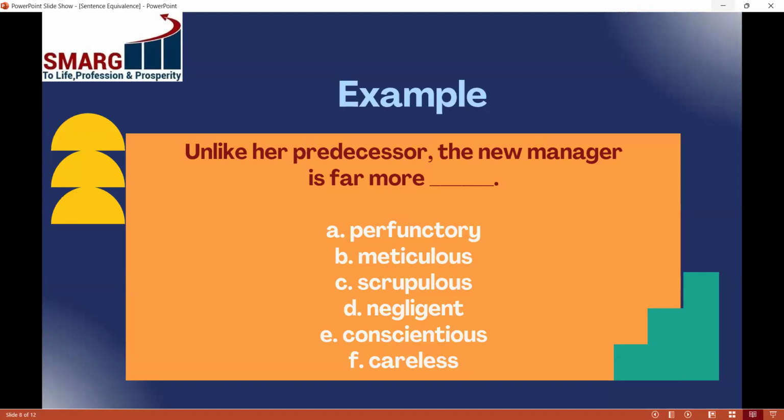Ma'am, somebody said it's some sort of comparison, her predecessor is reckless, maybe. Just a second. Let Prachi finish, then you can say. Yes, Prachi. Ma'am, here there's some sort of comparison between the predecessor and the new manager. Now, in this situation, what will you do?